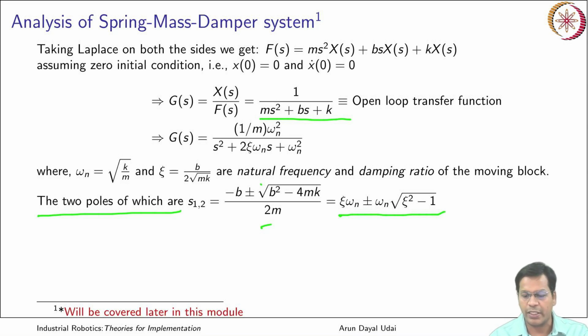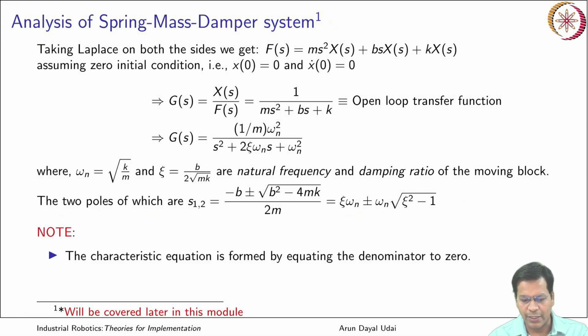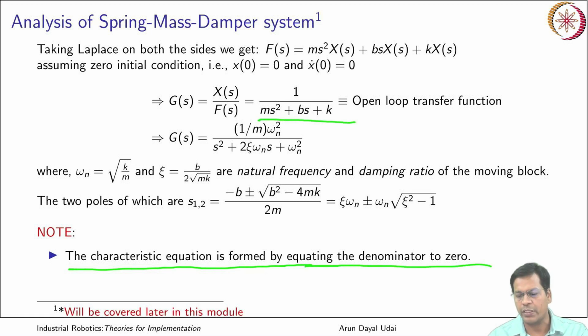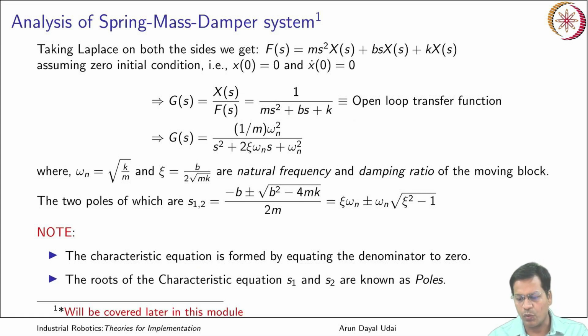This can be less than 1, greater than 1. So the whole behavior of the system will be governed by this. Okay, we'll discuss this very much in detail, so don't worry, we'll come back to this once again. So the characteristic equation is formed by equating the denominator to 0. Okay, so if we equate it to 0, basically we want to find out the roots of this equation. These roots are also known as the poles, and that is going to control the whole system type, the behavior of the system.